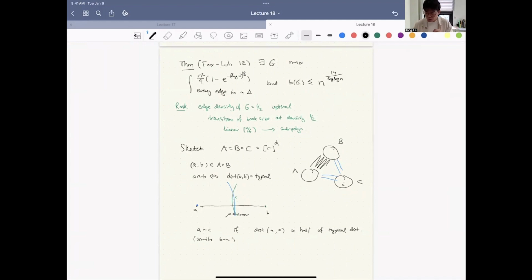Later you actually also have to blow up these two parts to boost up the edge density. All right, so that's what I want to talk about today. Next time we're going to see the details of this.